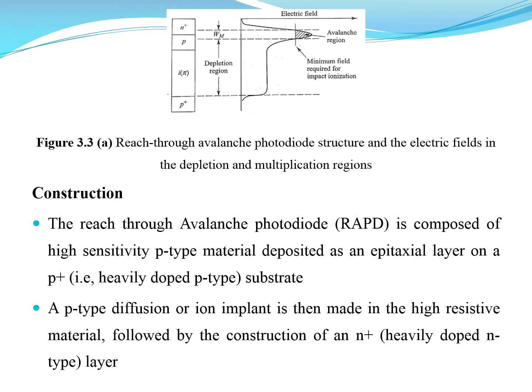In terms of construction, the reach-through avalanche photodiode is composed of high-sensitivity p-type material deposited as an epitaxial layer on the substrate, which is heavily doped p-type material. A p-type diffusion or ion implant is made in the high resistivity material, meaning low doping concentration with no impurity elements added, followed by the construction of an N plus, heavily doped layer. This layer is very lightly doped with high resistivity.